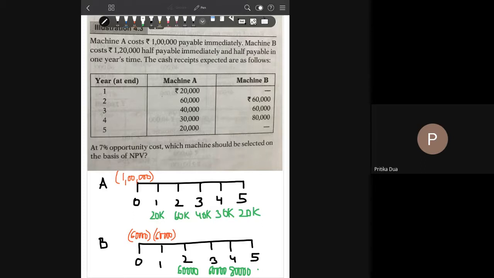So you are again, in the question, directly given the cash flows. Cash receipts means these are the cash flows. So you can start with calculation of NPV at 7% for machine A. Please start solving.